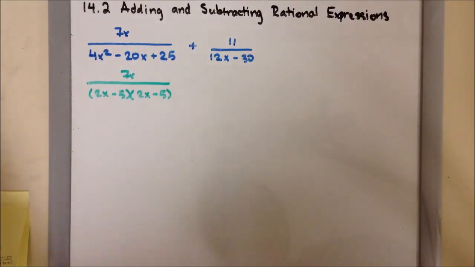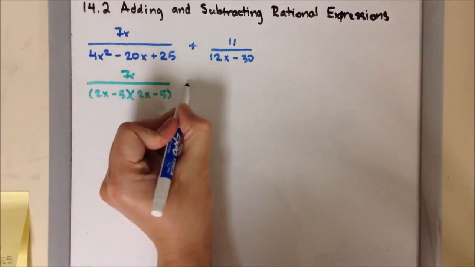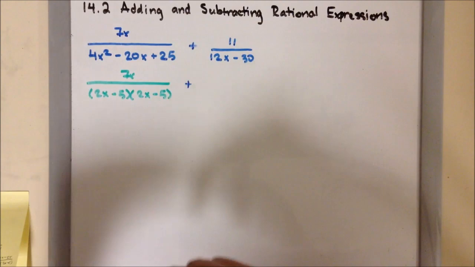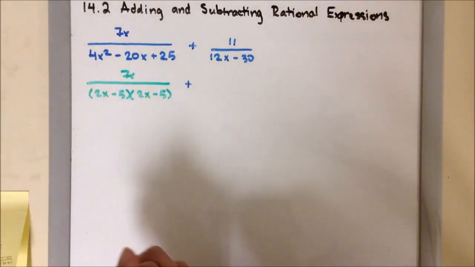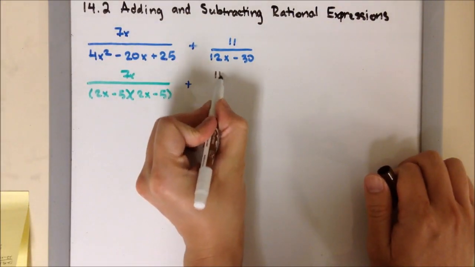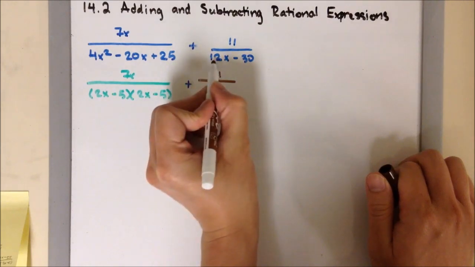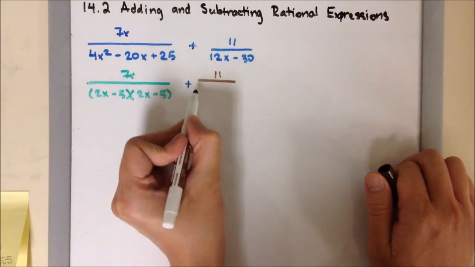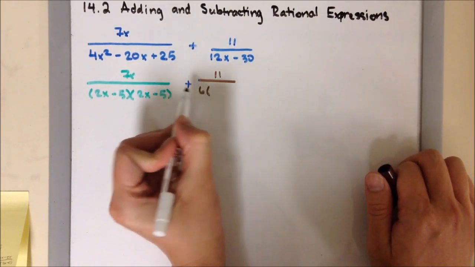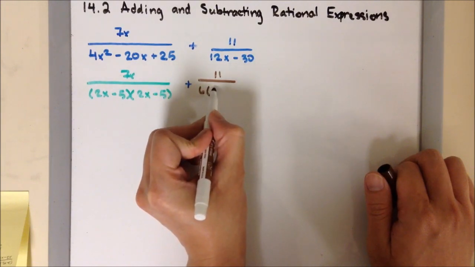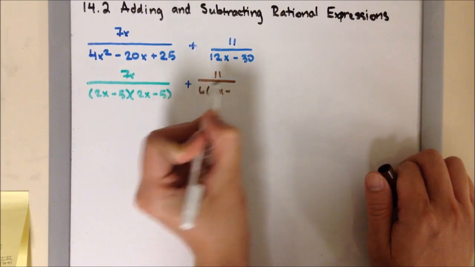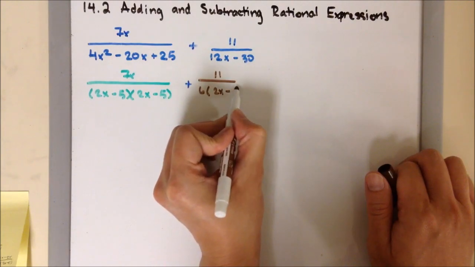Now for the second fraction, for the denominator, I'm going to have to factor by GCF. So it's going to be 11 on the top. What's in common between 12x and minus 30 is 6. So when I divide, I'm going to have 2x, and then divide by 6 again, minus 5.